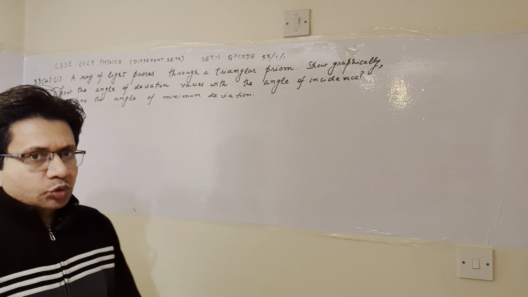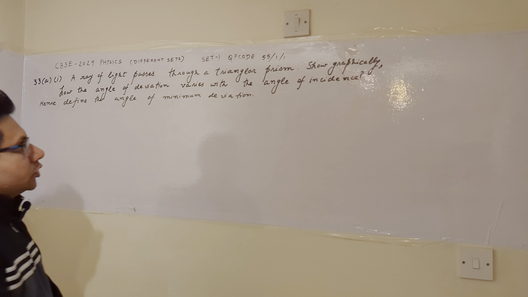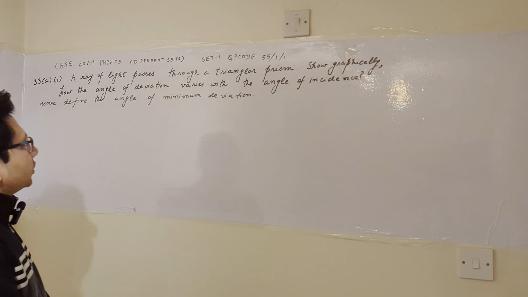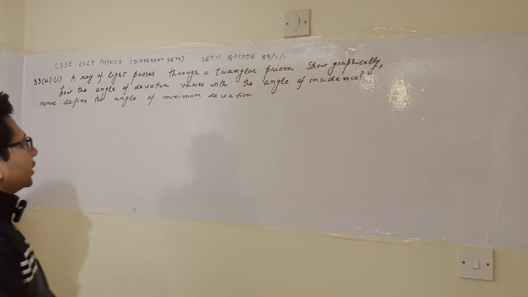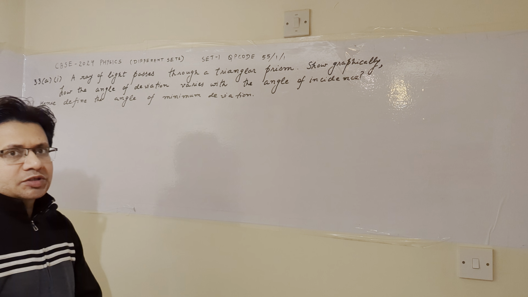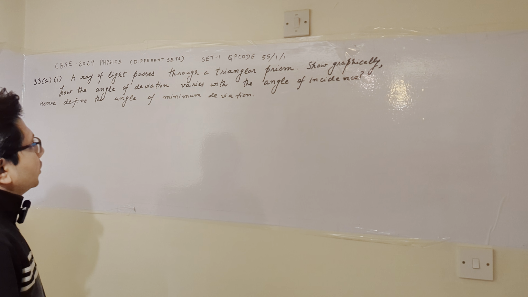Hope you're doing well. Now the question is, a ray of light passes through a triangular prism. Show graphically how the angle of deviation varies with the angle of incidence. Hence define the angle of minimum deviation. So the problem is based on the topic prism, the triangular prism.